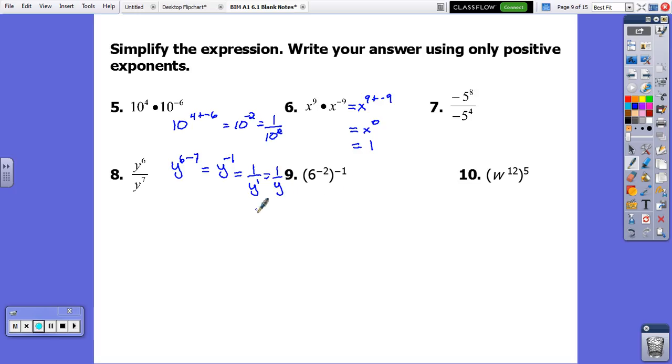That's the simplest way. This is a power to a power, so we multiply them. So negative 2 times negative 1 is positive 2. So we just leave it as 6 squared. Technically 36 is good too, but it said we could just leave it with positive exponents.